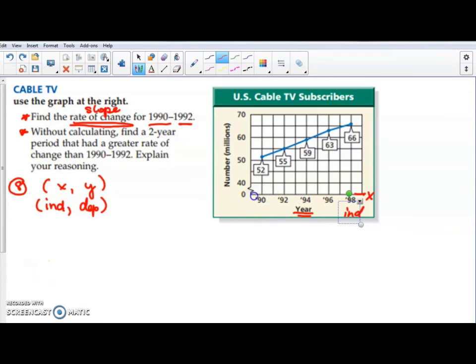So our first one is for 1990, so we can put 1990, and then find that y value, the number of people who subscribe to cable TV. It says it's 52. All right, we're going to do the same thing for our next one. So 1992. So 92 is our year, which means it's our independent. And then how many people subscribe to cable TV, and that would be our 55. Because the amount of people who subscribe to cable TV changed each year. So that's our dependent. Now, we have our two ordered pairs.